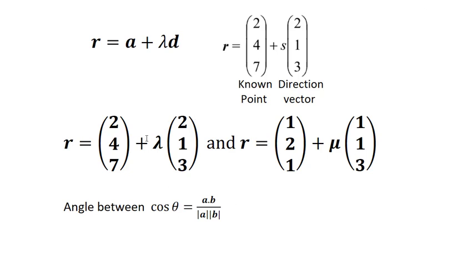What is the angle between these two lines? Well, we have a formula for the angle between two vectors. So which two vectors are we going to put into this formula? Well, obviously the two directions again. So just put them into this formula. Sorted.